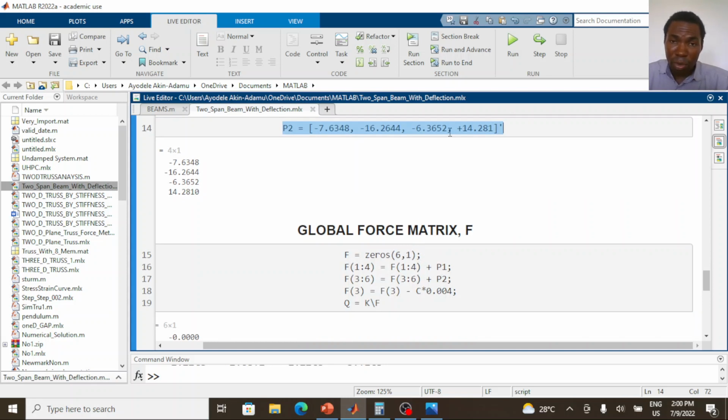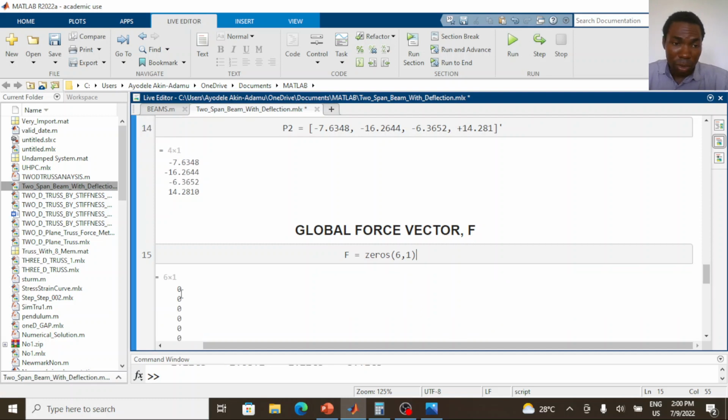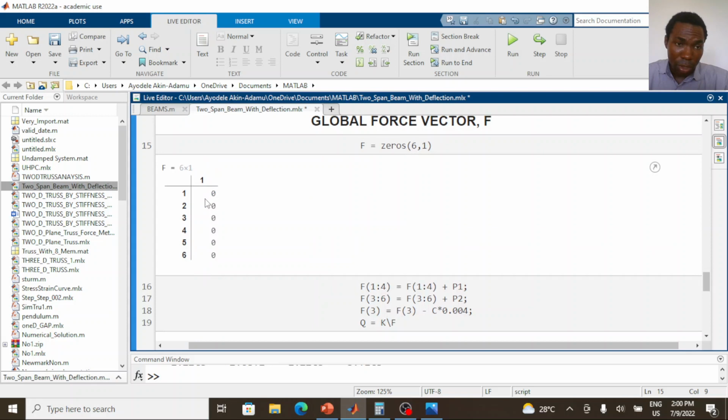After you define the local force vector, you need to assemble the local force vectors into a global force vector. It's actually not a matrix, it's a vector. So the global force vector I'm defining as F. I create a base matrix just like the global stiffness matrix, 6x1. The size is 6x1 because the number of degrees of freedom in this problem is 6. It's a vector, so that's why it's 6 rows, 1 column. If I run this, you see a 6x1 vector of zeros.